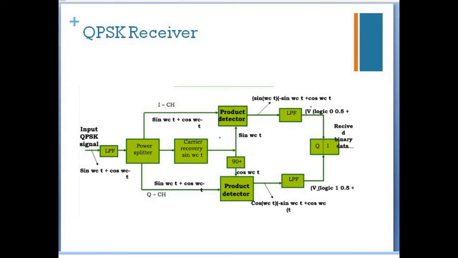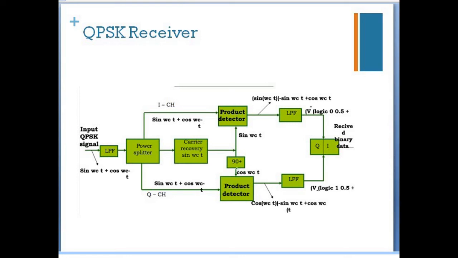This product detector multiplies the I channel signal and sin omega ct. It is given to the low pass filter, which filters the high frequency more than omega c, and finally we have a level converter to get the logical value of I.